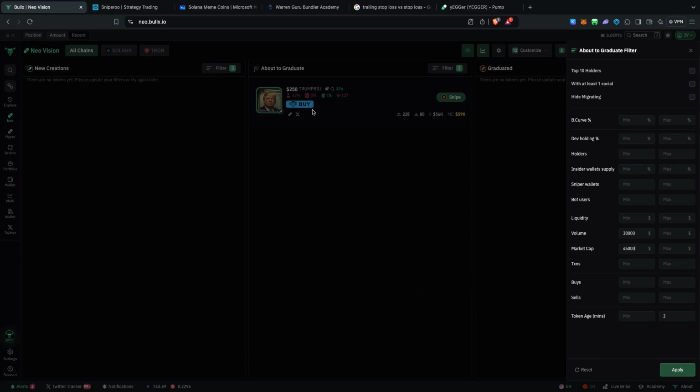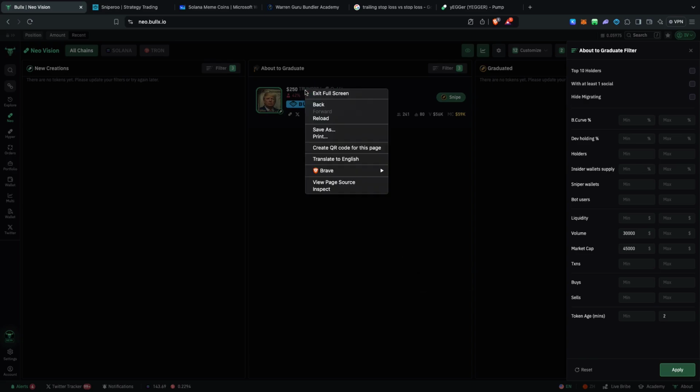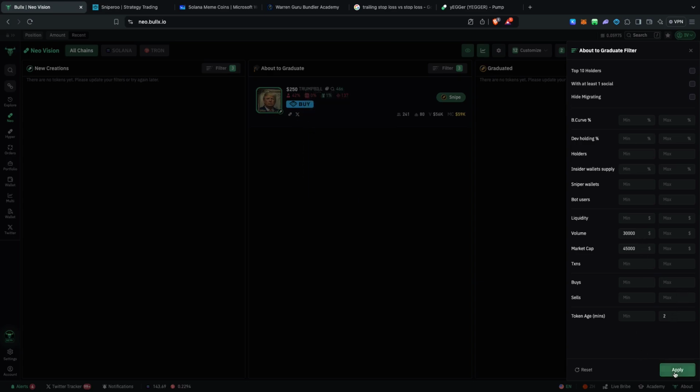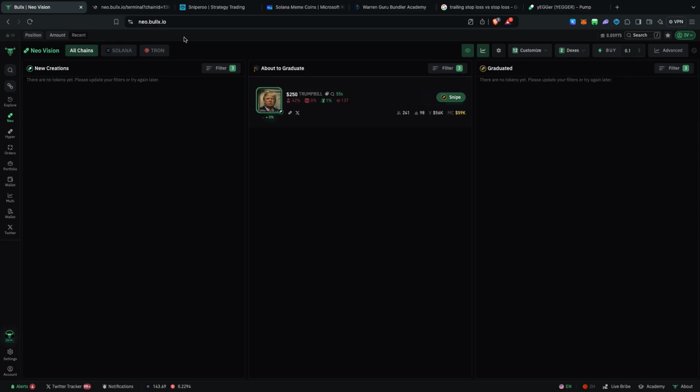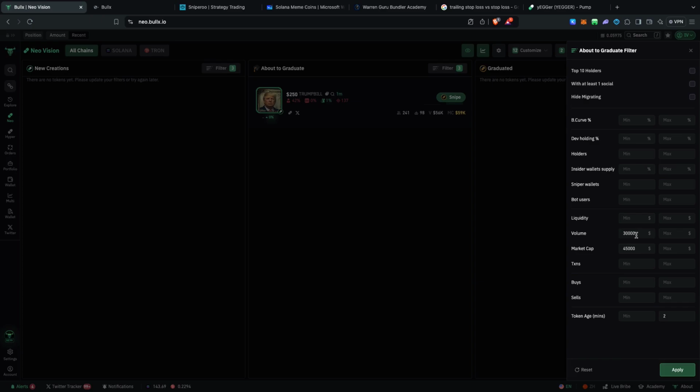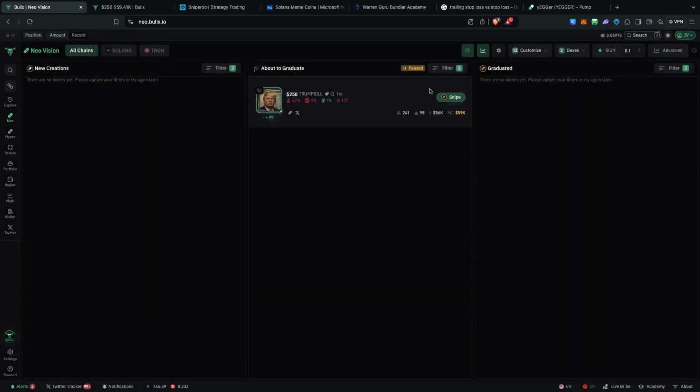As you can see right over here, something is popping up. This is a very good example, so we're going to pretend that we are trading this coin. Going back to the filters: the volume should be half of the bonding curve threshold, the market cap should be about 25 to 30% from the bonding curve threshold, and the token age should be about 2 minutes. These filters allow you to only see coins that you are going to be trading for a maximum of about 20 minutes.